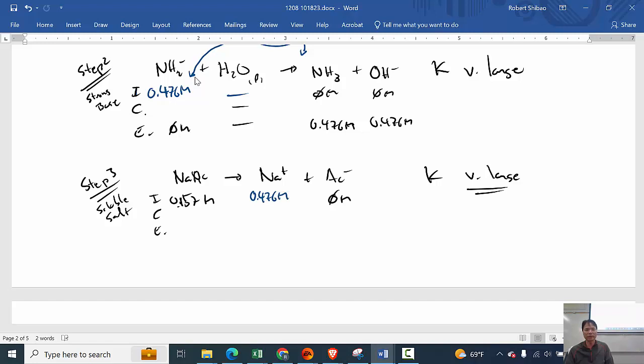Since this is very large, the change is complete. So we expect zero molar sodium acetate units. And we're going to add plus 0.157 molar here. This is going to be minus 0.157. And this will be plus 0.157. And so we add to the sodium ion concentration, then we end up with acetate. So then we go to step four.